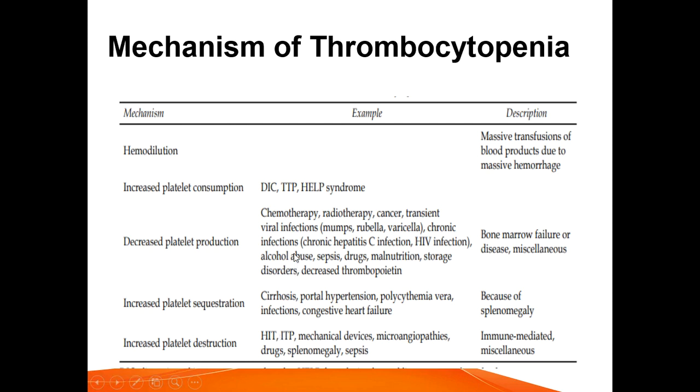Also, it can be increased platelet consumption, as in patients with DIC, TTP, HELLP syndrome, or increased platelet sequestration. A typical example is CLD with a patient who's got hypersplenism due to splenomegaly, and also congestive heart failure.